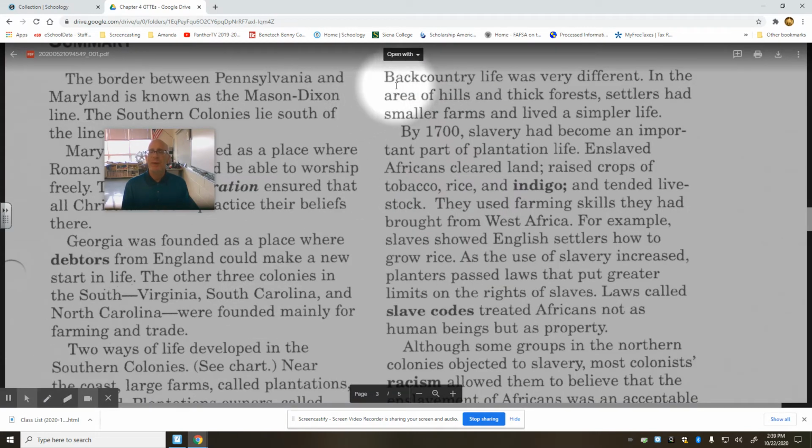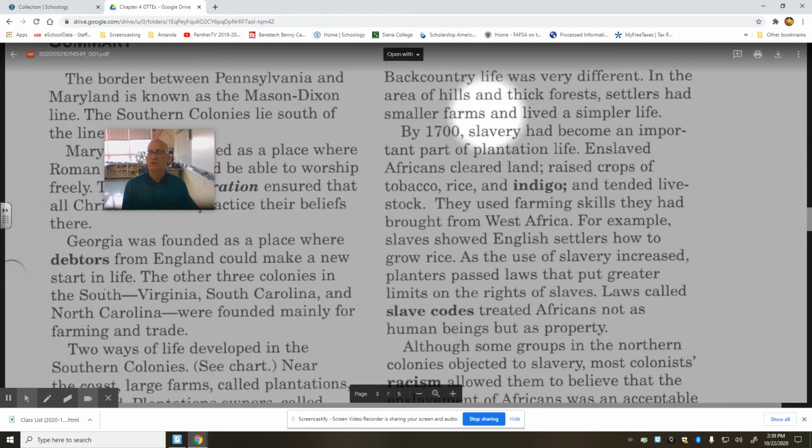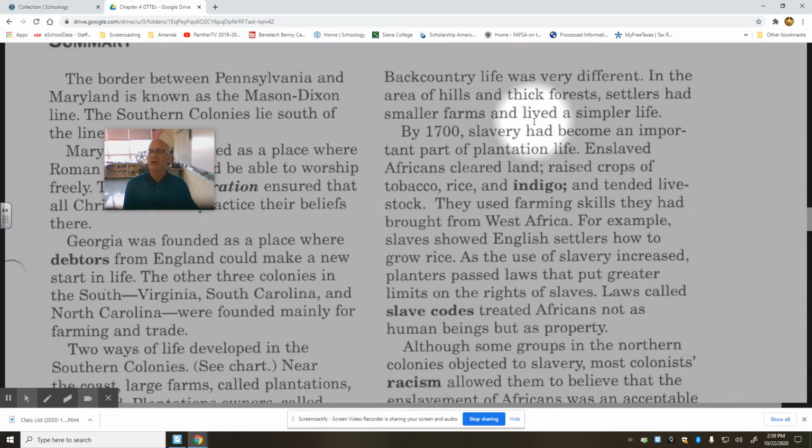Continuing on, backcountry life was very different. In the area of hills and thick forests, settlers had smaller farms and lived a simpler life in the South. So you had life along the coast that was filled with very large plantations worked by slaves. And then in the backcountry, you had very small farms and a much simpler life for these farmers.